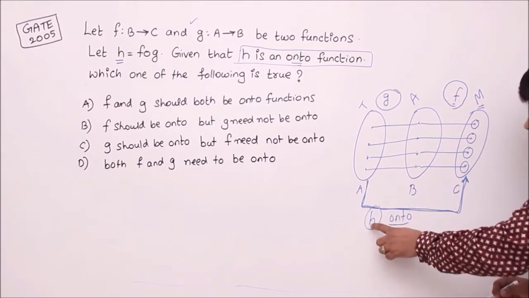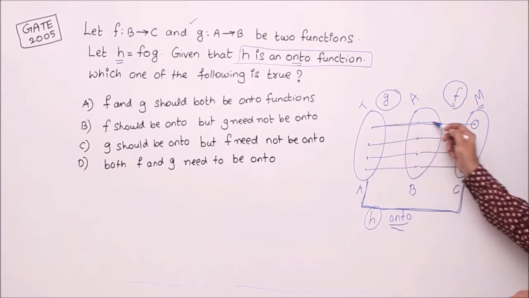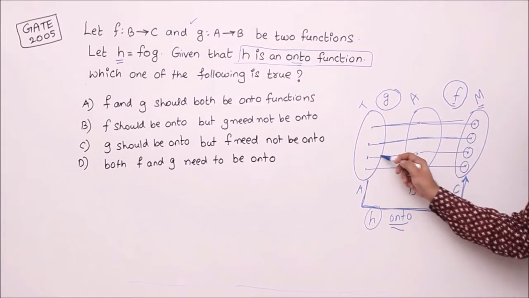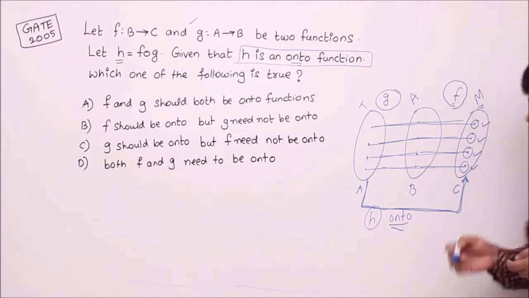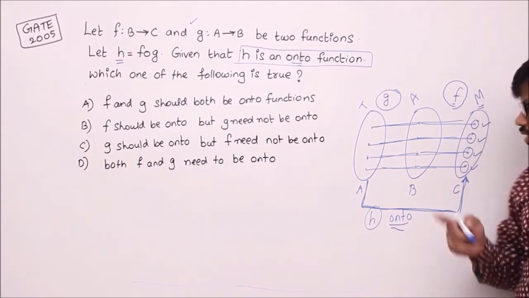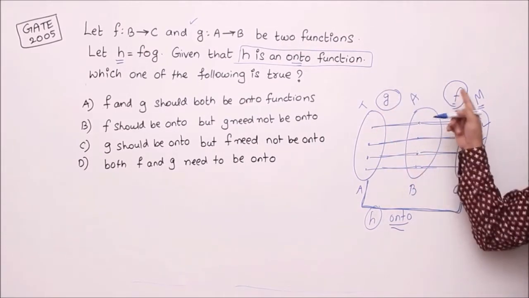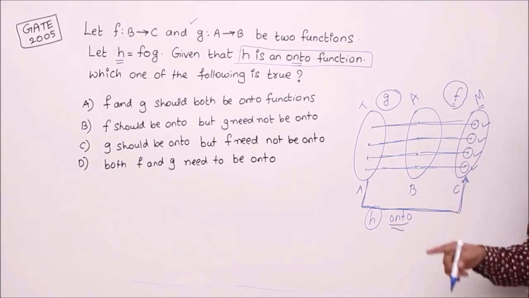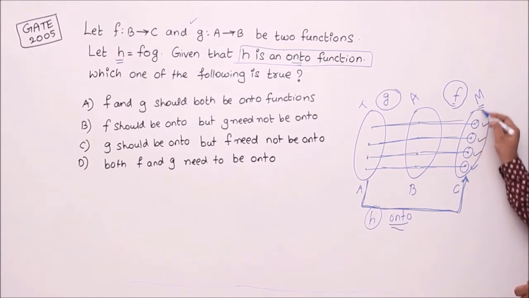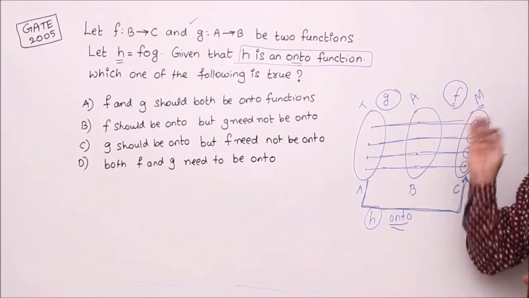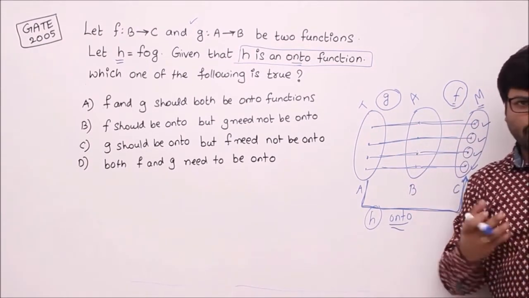That means H is nothing but two length roads, right? All these two length roads are covering every city of Maharashtra. Why? If some city is not covered, then definitely H is not onto. To become onto, H should cover every city of Maharashtra through two length roads, because H is nothing but two length roads, we know that.